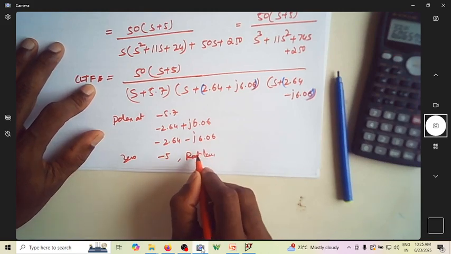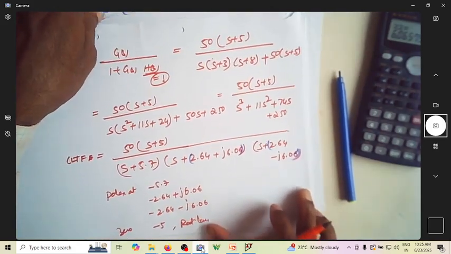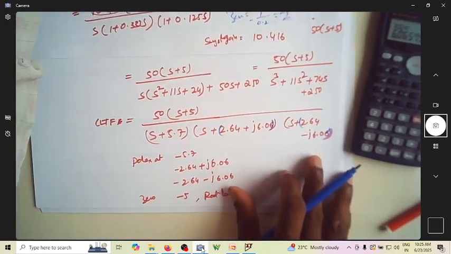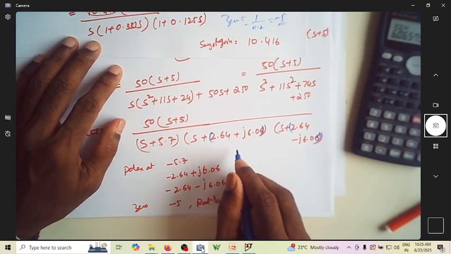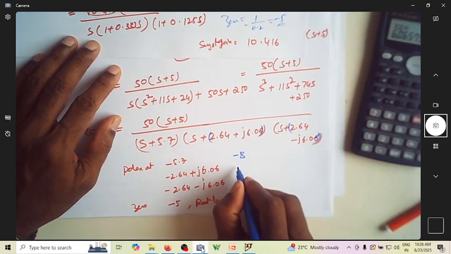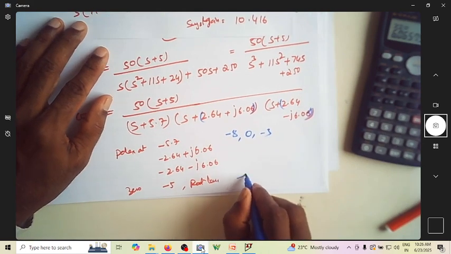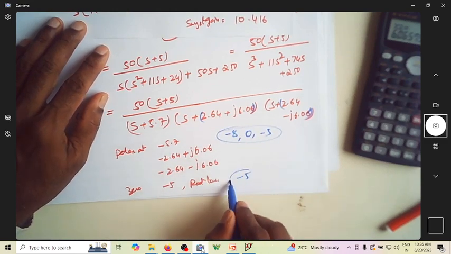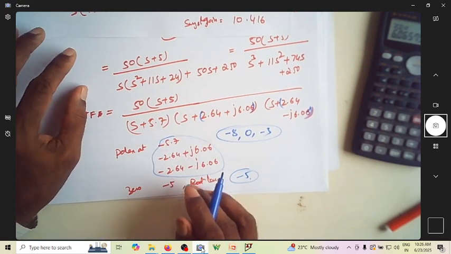Root locus, of course, let me just keep this gain as 50. Now we can see where the open loop poles were. One was at minus 8, one was at 0, one was at minus 3, and this one was at minus 1. These were the open loop pole positions. This is the open loop zero, and these are the closed loop poles.